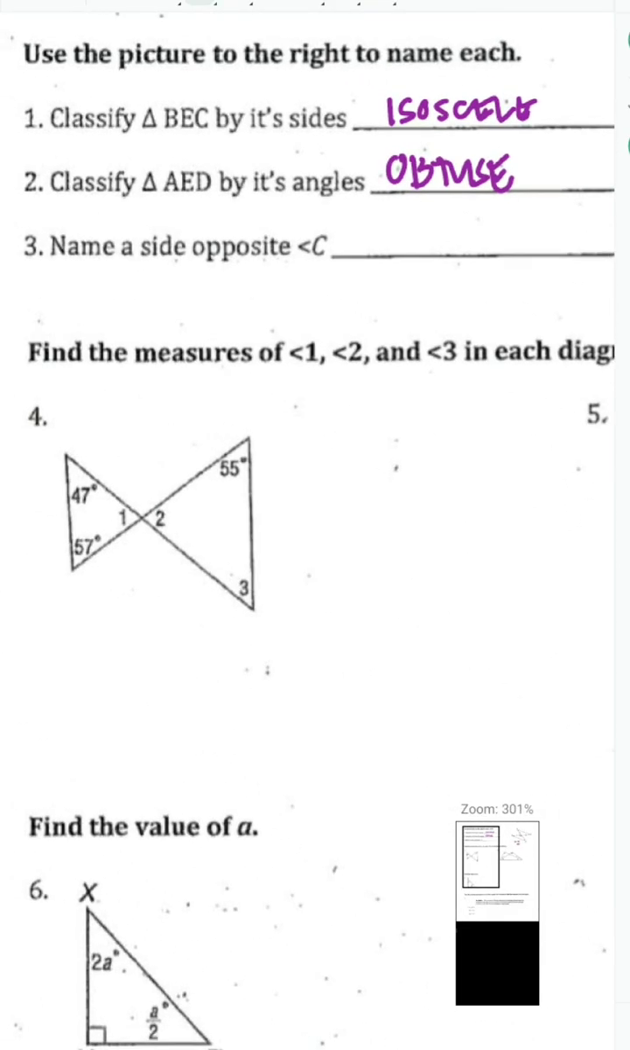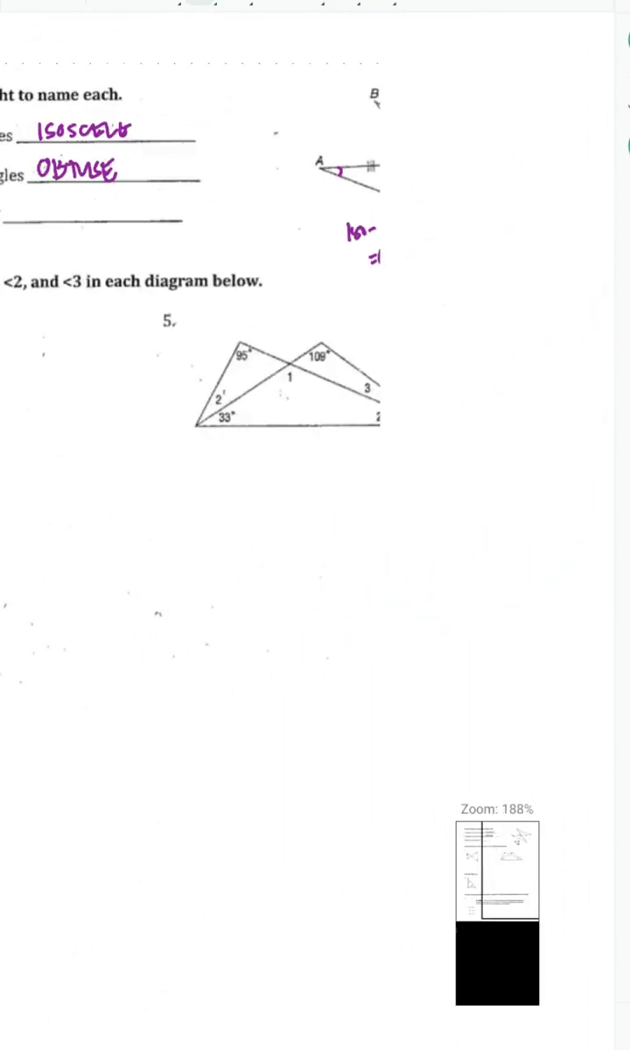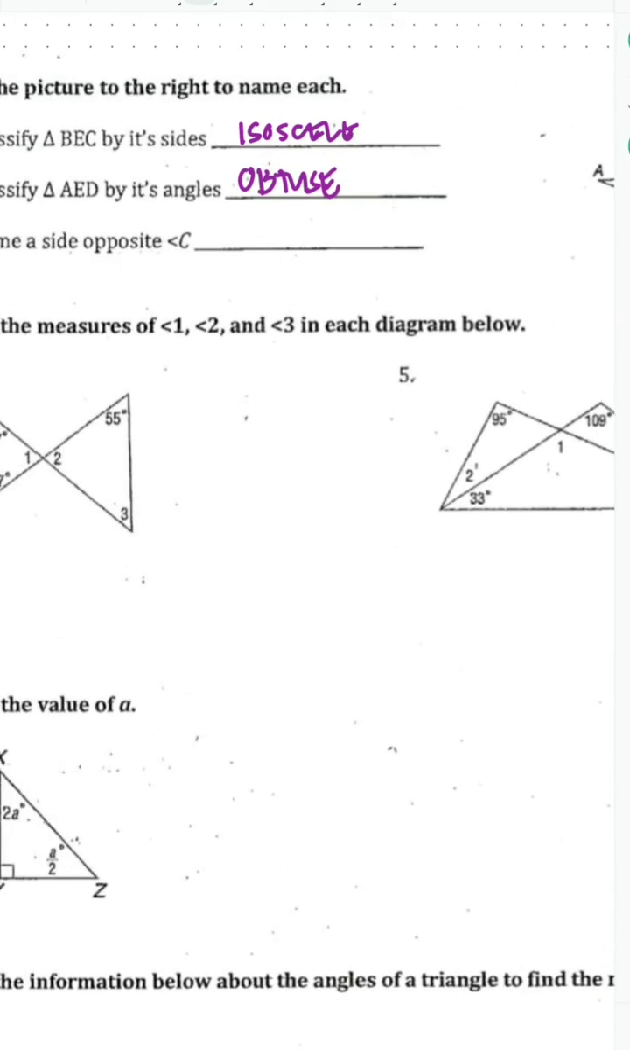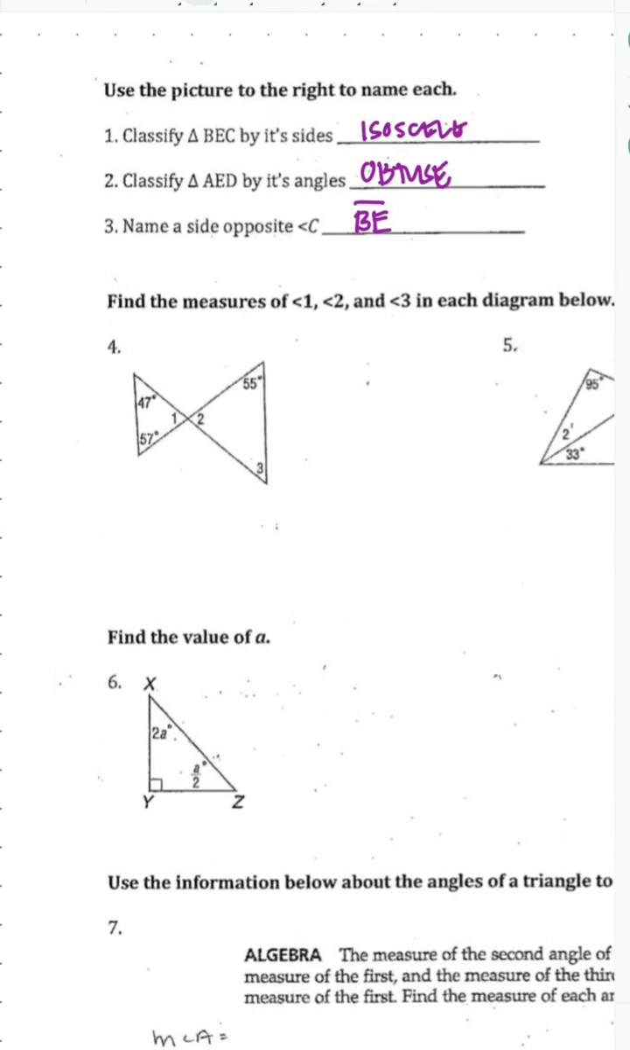Then number 3, name a side opposite to angle C. So angle C here. Where is angle C? Side opposite to angle C, this one. Yes, so that would be side BE. You can say segment BE. Okay. Then the next one.